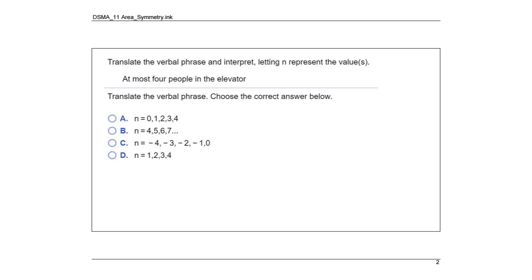We did some problems like this back in the beginning. Again, we're just getting used to wording and looking at inequalities. With this one, it's at most 4 people in the elevator. That means we don't want any more than 4, but we would include 4. Now remember, these were kind of tricky. We could have 0 people in the elevator as well. So we could have 0, 1, 2, 3, or 4 people, and so the answer would be A.